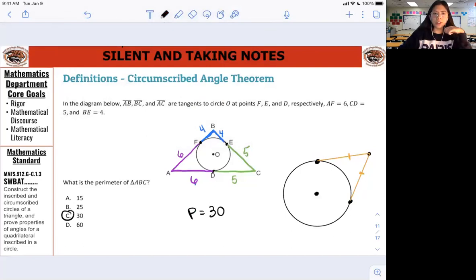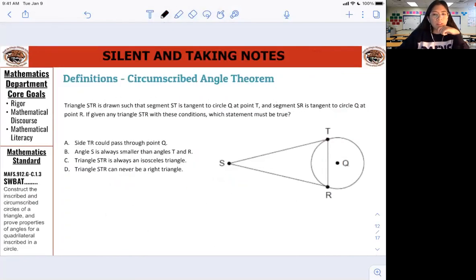Okay, let's try another. Here's a really good one. This could be on a test. It's not from a test, but it was a really good question. I feel like this is what it would look like on a test. Jalen, I think it's your turn to read. It's my turn.